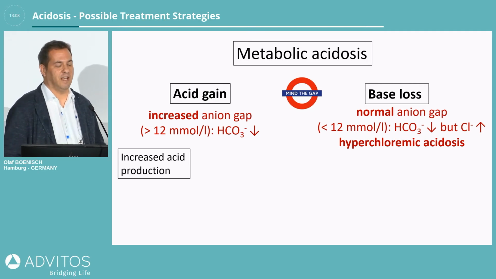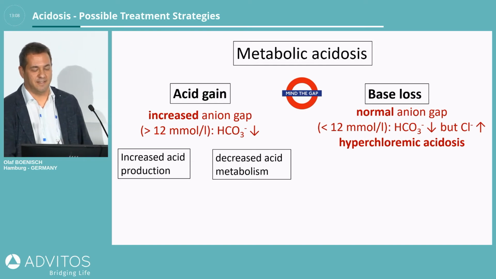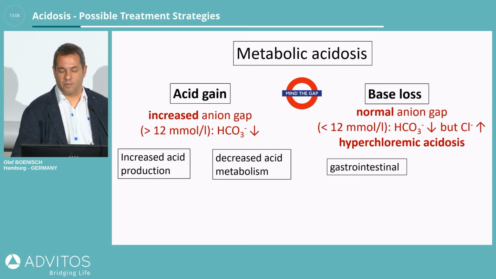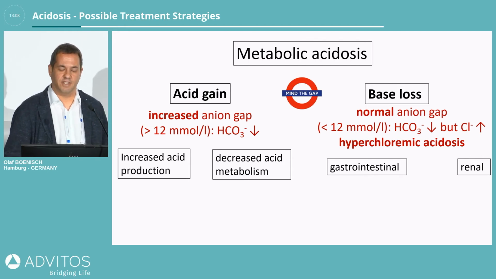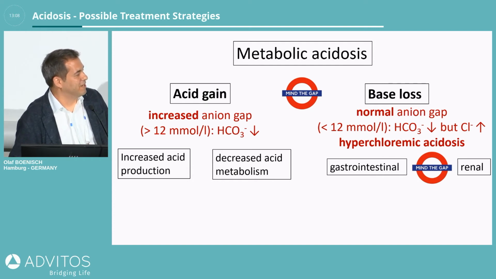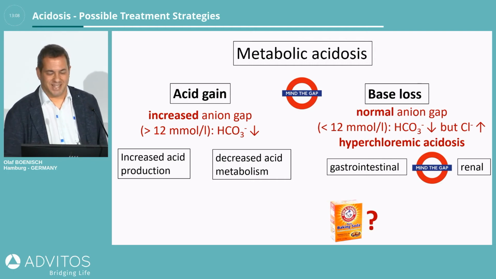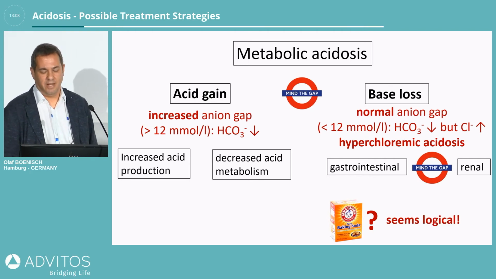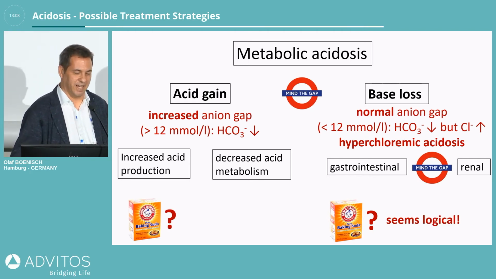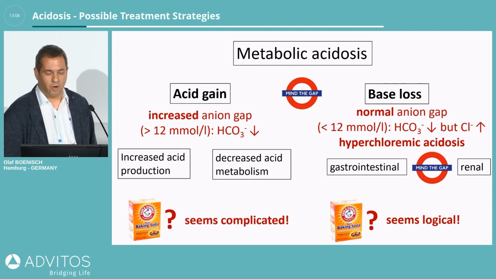If we have acid gain, we can think about increased acid production or decreased acid metabolism. In case of base loss, we can think whether this is a gastrointestinal loss or a renal loss. And for the mathematicians among us, they can calculate the urinary anion gap, which we won't do right now. So in this case, giving bicarbonate to the patient seems logical because we are losing bicarbonate. With acid gain, giving bicarbonate to patients who have an acid gain, things are way more complicated.